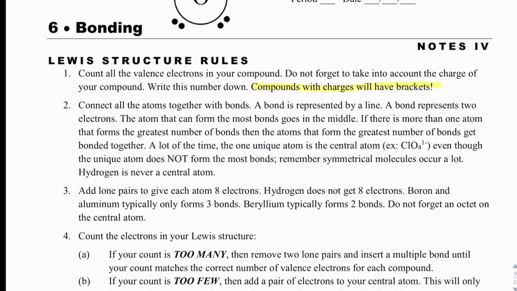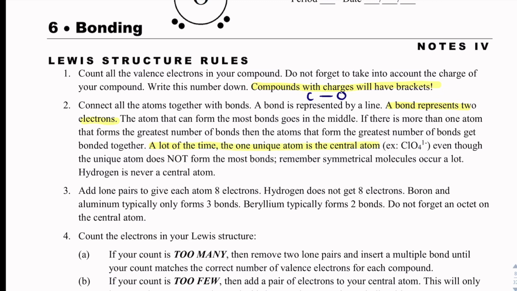We are going to connect all of the atoms together with bonds. A bond is represented by a line. So if we have a carbon-oxygen bond, it would look like this. And a bond represents 2 electrons. The atom that can form the most bonds will be the one that goes in the middle. And typically this one will be the unique atom.